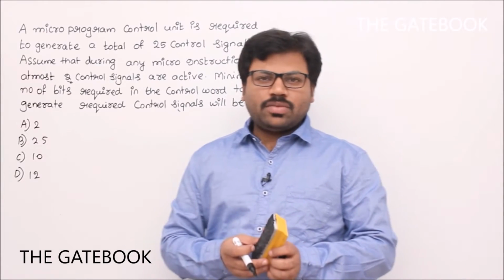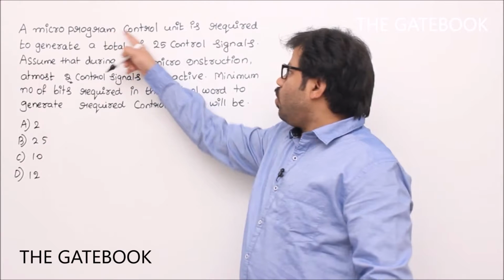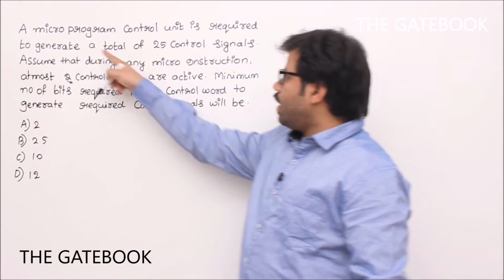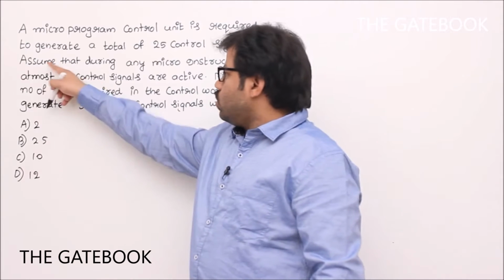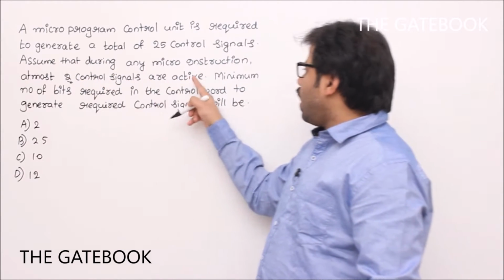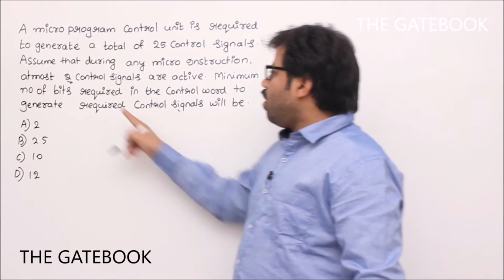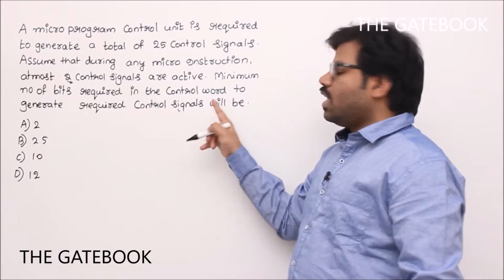Now we solve GATE problems related to control unit. Okay. The first GATE question. A microprogram control unit is required to generate a total of 25 control signals. Assume that during any microinstruction, at most 2 control signals are active. The minimum number of bits required in the control word to generate the required control signals will be.